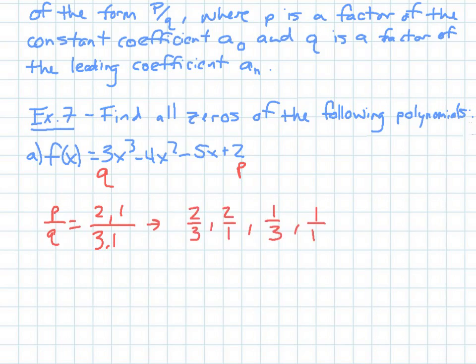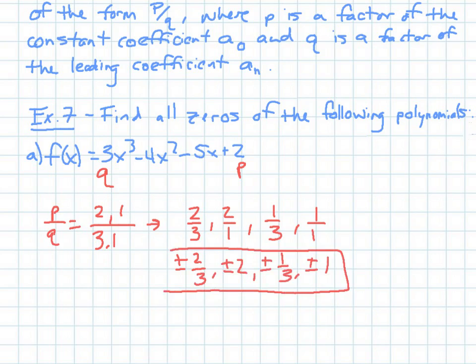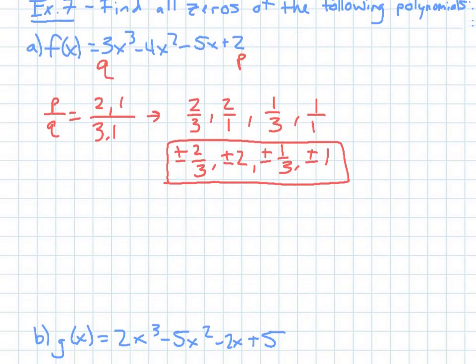Okay? Now for all of these, you want to reduce them, and both the positive and the negative of each factor is possible as well. So it gives me plus or minus 2/3, plus or minus 2, plus or minus 1/3, and plus or minus 1. It doesn't matter if it's in an order or anything. So you just need to list them all.